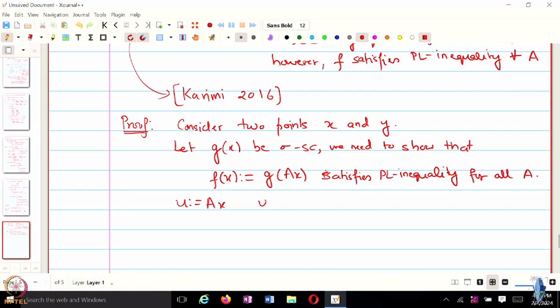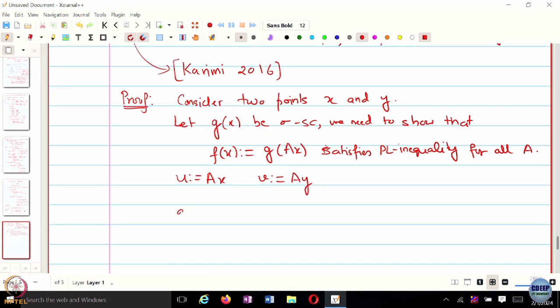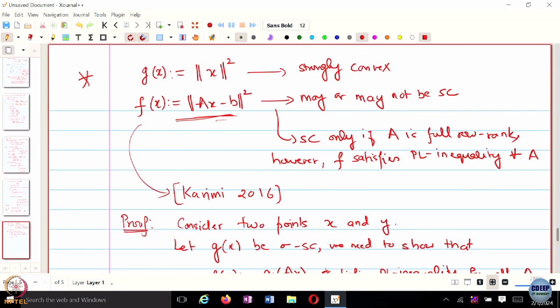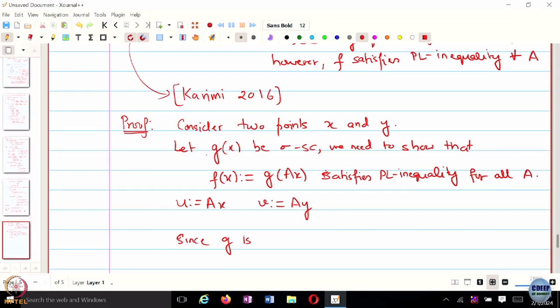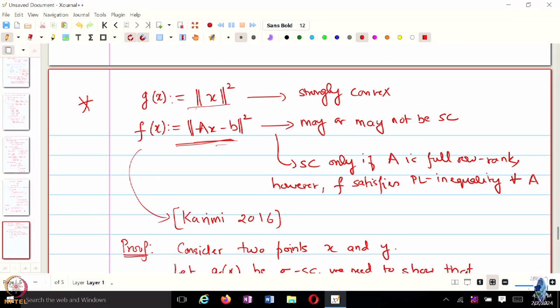So let's define u to be Ax and v to be Ay. Since g is strongly convex, this need not be just for this particular choice of strongly convex function. G can be any strongly convex function. Now, if I consider the affine transformation of that function, say Ax, this need not be strongly convex for any A. In fact, if A is not full row rank, it won't be strongly convex. But this will still satisfy PL inequality.